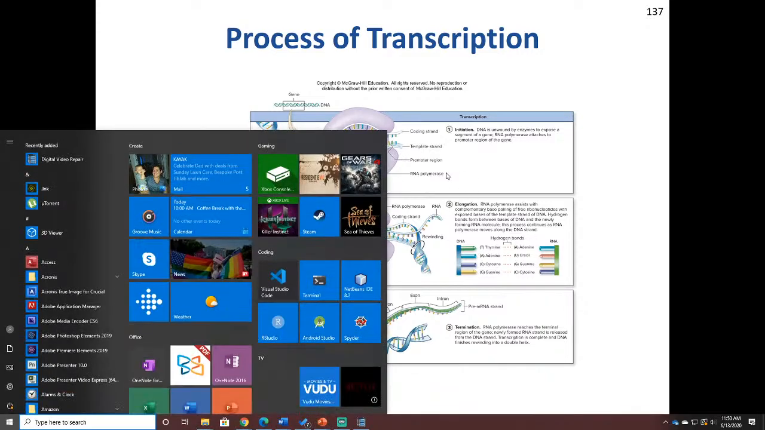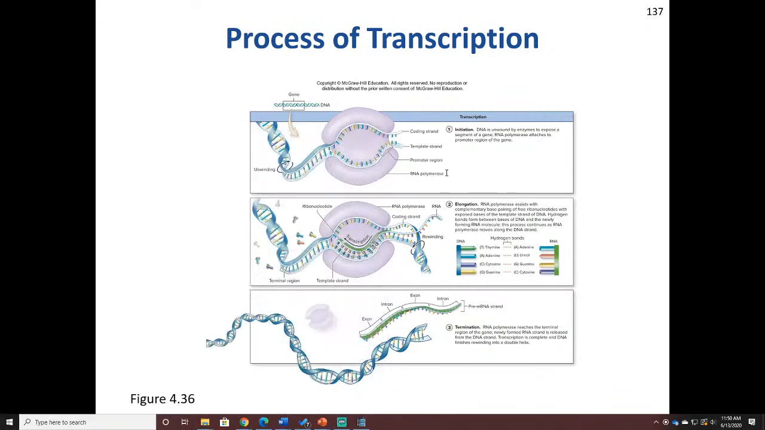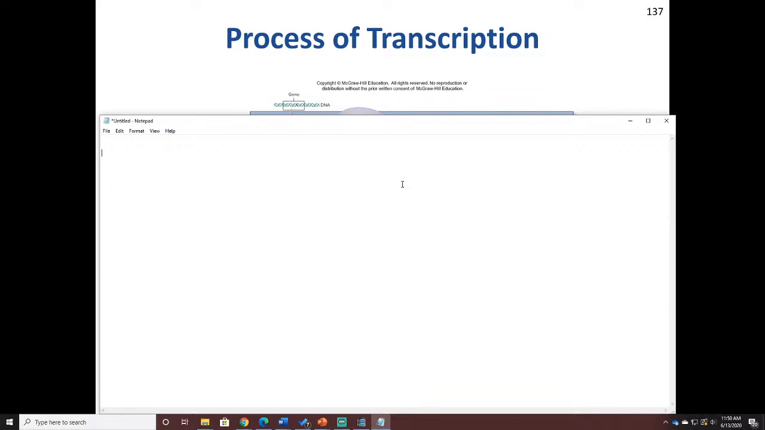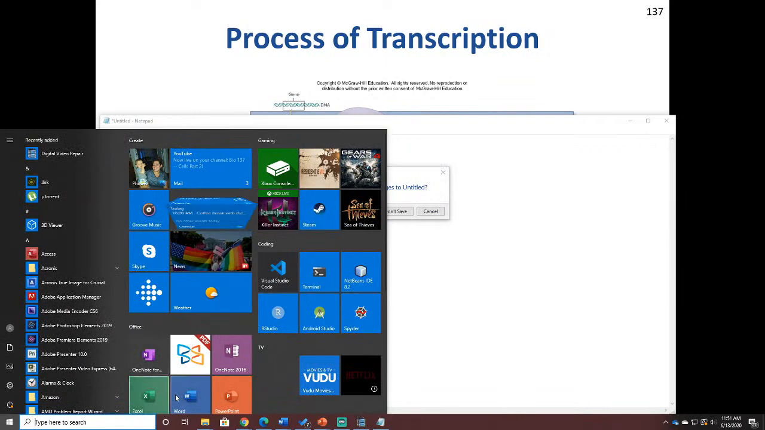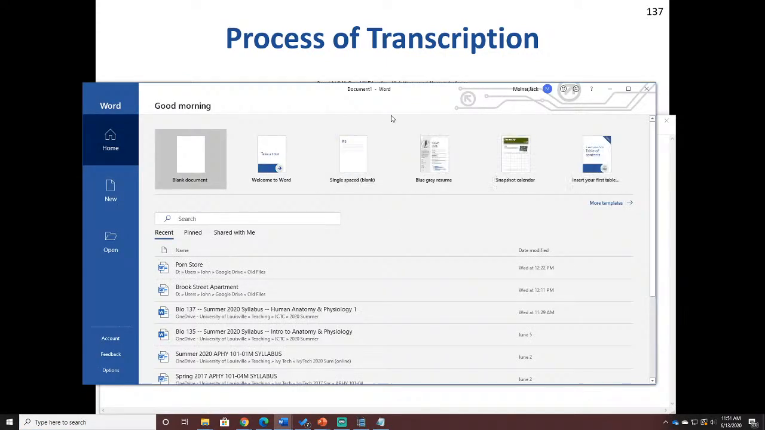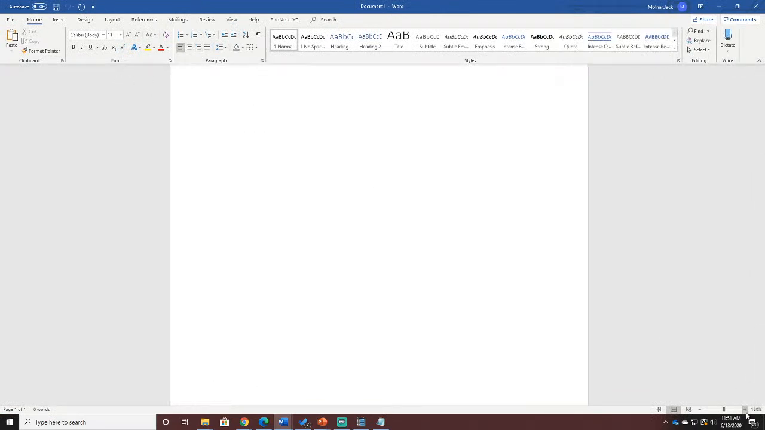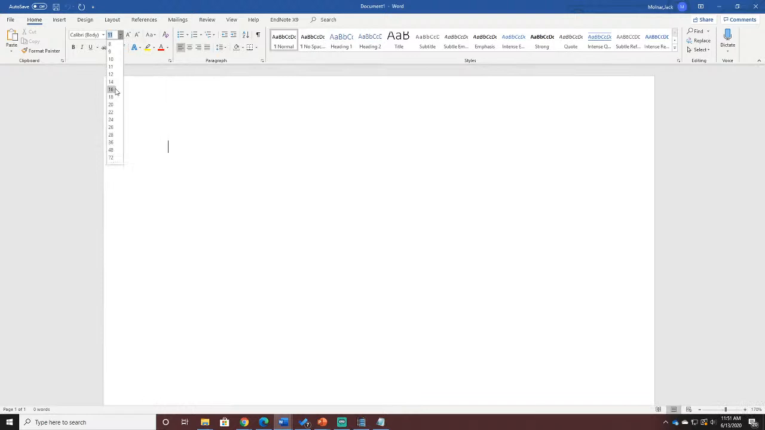So I kind of want to just demonstrate this. Let's open Word, so I can make this big enough for you guys to see it. All right, let's say you have the sequence AAGGCC, just TT, something really simple like that.